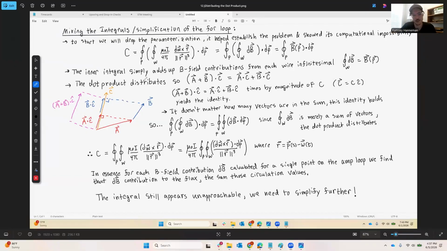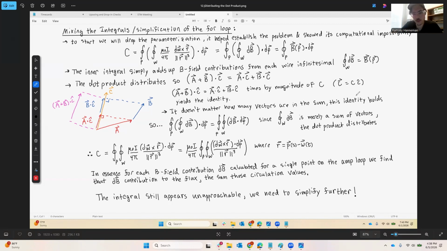All right. So the first step is we're going to try to mix these integrals a bit, so there's a little bit less of a for loop going on. And how I'm going to do that is I'm going to argue that I can distribute the dot product in to the dBs. In other words, I don't have to add up all the magnetic field contributions before I dot with dP.